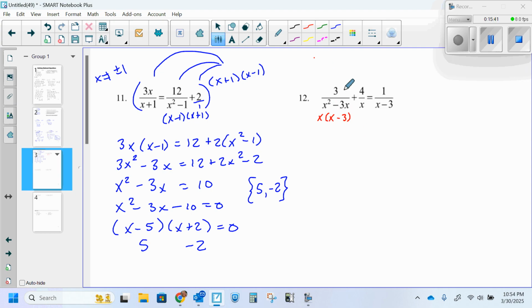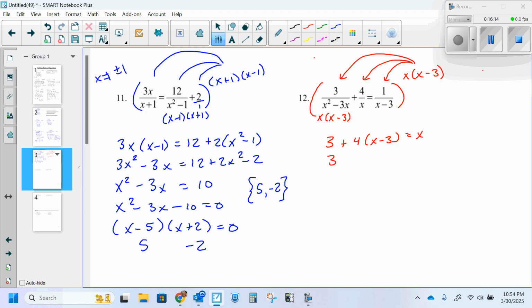Okay, so the common denominator of x and x minus 3 is x times x minus 3. That's the least common denominator. All three of these are going to go into that. Okay, first fraction, no change. Here I have an x, so I have to do 4 times the x minus 3, right? These x's are going to cancel. Here, the x minus 3's are going to cancel, and you're left with an x.